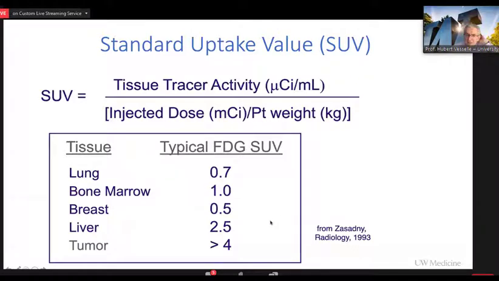And the SUVs vary a lot in range. The lung is relatively low, 0.5, and breast tissue 0.5, 0.7 for the lung, sorry, and the bone marrow 1, liver 2.5, and many tumors are quite high, which allows us to distinguish them from normal surrounding tissue.